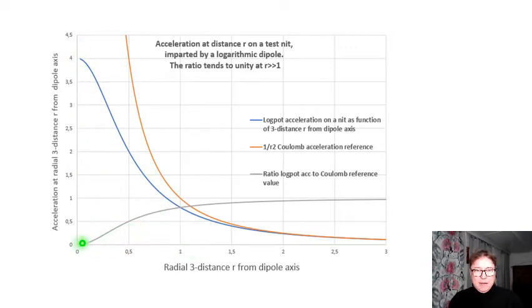And here we have the ratio of acceleration obtained from the logarithmic potential dipole, in relation to the Coulomb reference value, and we see a convergence at a distance of 3 unit distances towards practically the same value as the Coulomb acceleration.